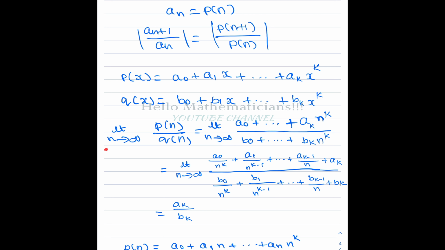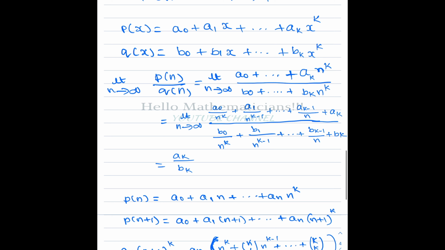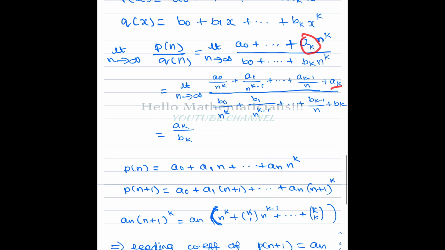Then we want to find the limit as n tends to infinity of p of n by q of n. So this is equal to the limit as n tends to infinity, where in place of x I have to substitute n. So I get a naught plus a1 n plus etc., ak n power k. In q of n, I substitute n in place of x. What I get is b naught plus b1 n plus etc., bk n power k. Now I take n power k from the numerator. I'll get a naught by n power k, a1 by n power k minus 1 and so on. The leading term will be just ak. Similarly, I take n power k from the denominator.